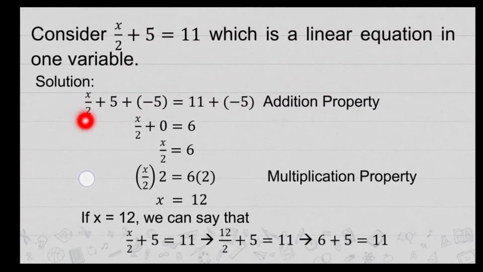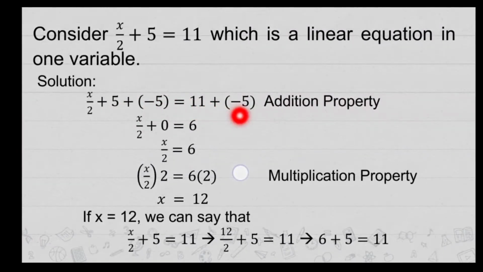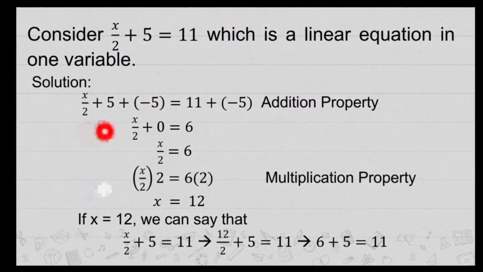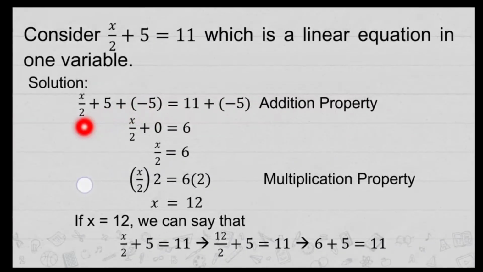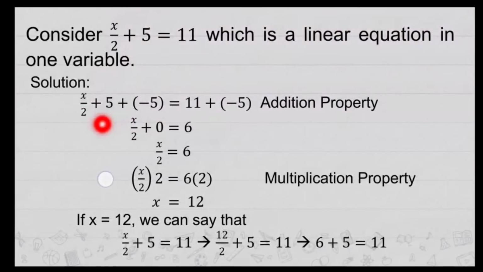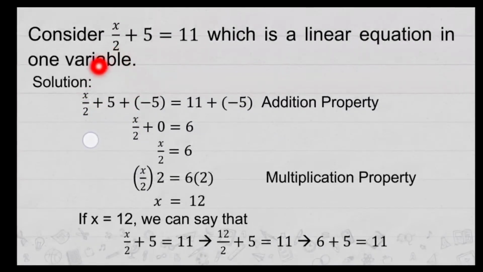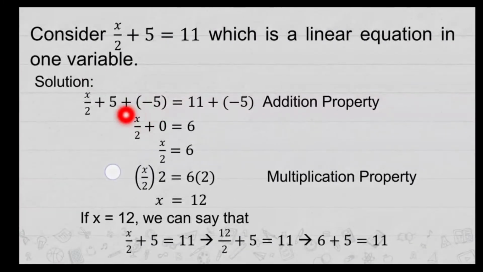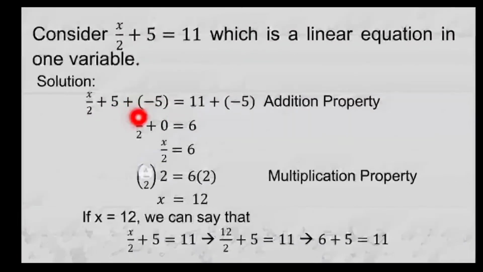So x/2 + 5 + (-5) = 11 + (-5). That is the addition property. As you can see, you have to isolate x, whether on the left side or on the right side. But in this case, our x is on the left side, therefore we have to isolate it here. We have the constant 5 on the left side. To eliminate that constant, we have to add its opposite. The opposite of positive 5 is negative 5. Therefore, we will add negative 5.